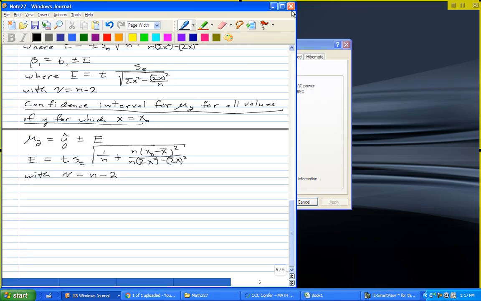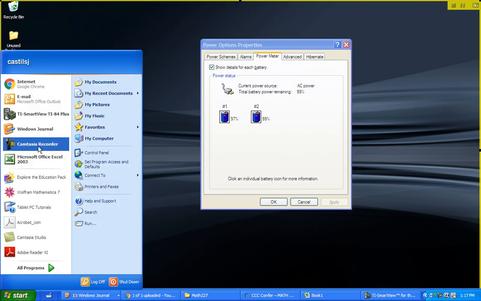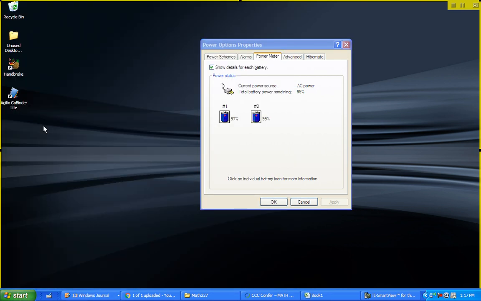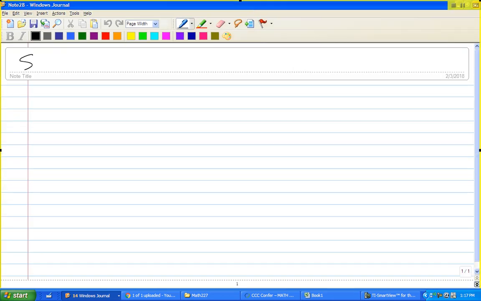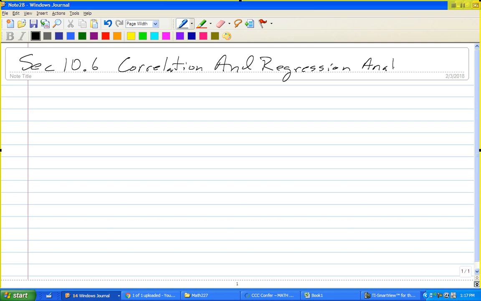Section 10.6. Correlation and regression analysis with Microsoft Excel.